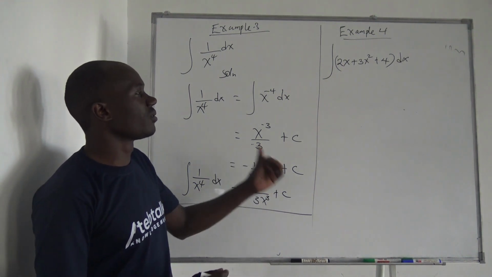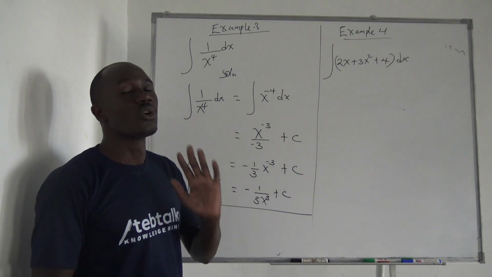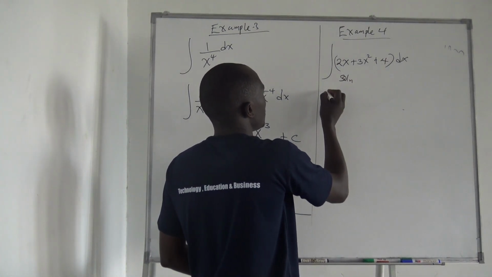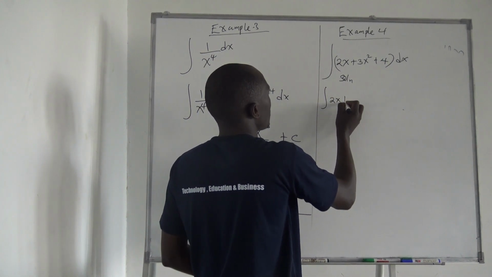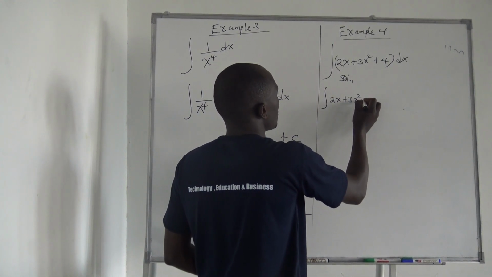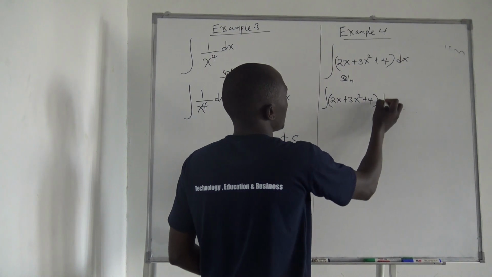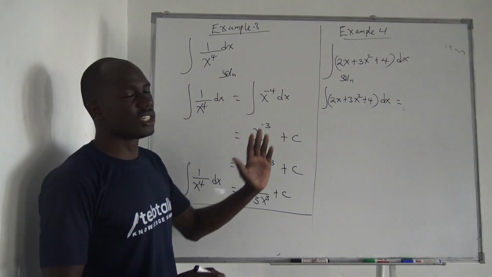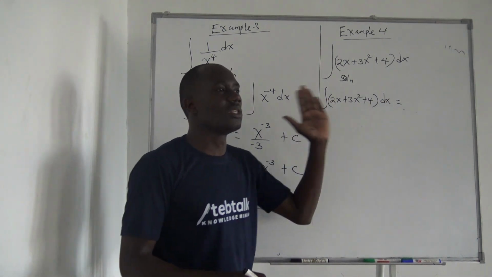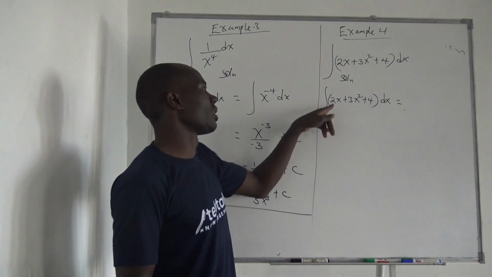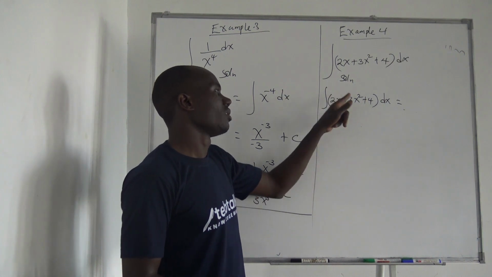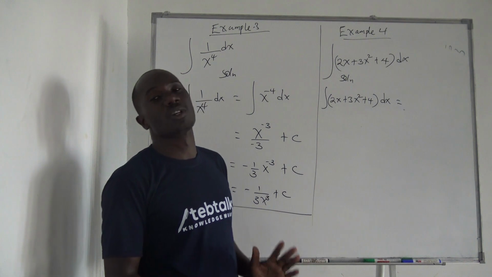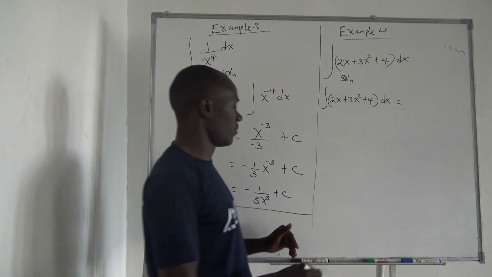When handling numbers of this nature, I say the integral goes on every term. So we're looking at our solution. It is saying the integral of 2x plus 3x squared plus 4 dx. Every term has its own integral. We are going to integrate 2x with respect to x, we're going to integrate 3x squared with respect to x, we're going to integrate 4 with respect to x. So we go ahead and integrate every term.